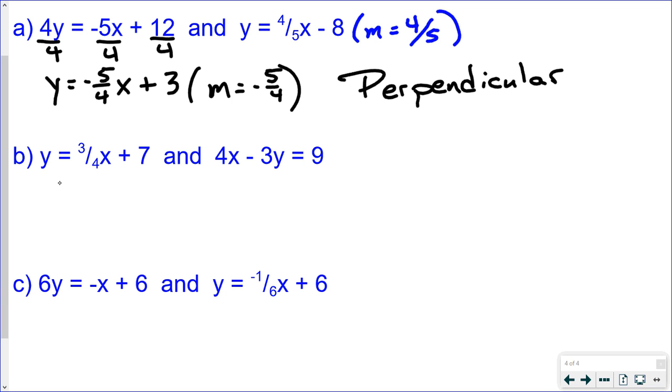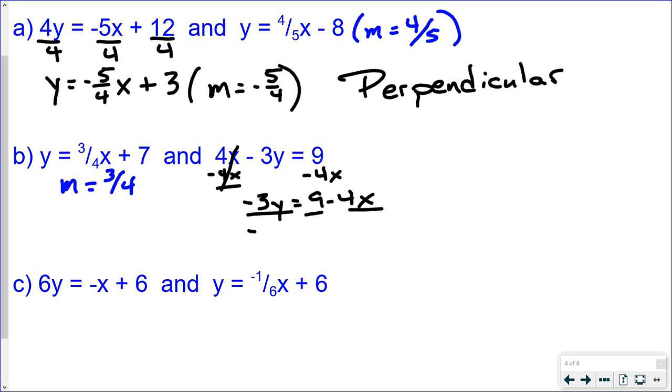So again, this one's in slope-intercept form, so the slope is 3/4. I need to solve this one for y, so I need to put it in slope-intercept form. So the first thing I do is subtract 4x from both sides, get the x on the other side. So that cancels out. I have negative 3y equals 9 minus 4x. Divide both sides by negative 3. Divide everything by negative 3.